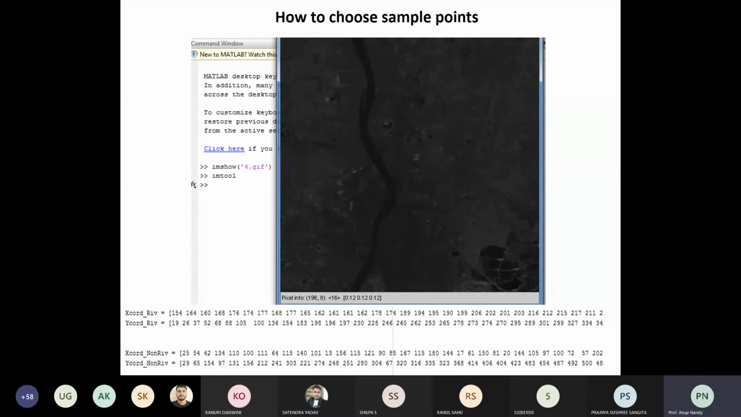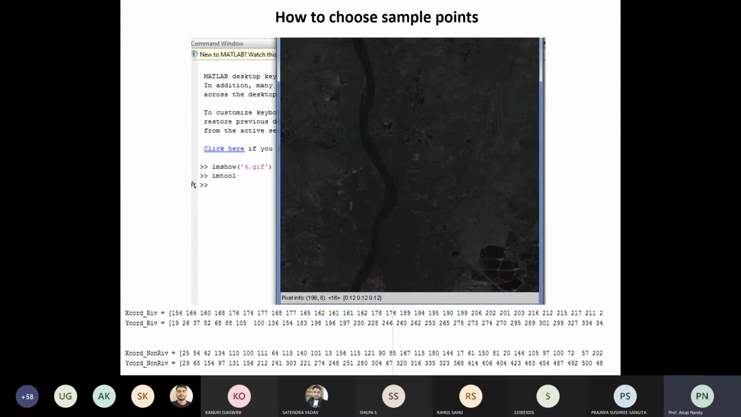But the intensity values are different. In the x coordinate, if you see the first location of the river, 154 and 19, it is an i comma j. So you have captured 50 sample points. Now for each point you will get 4 different values. The intensity values are different, because it is a rectangular grid.